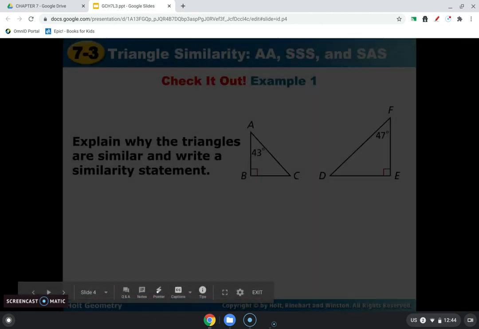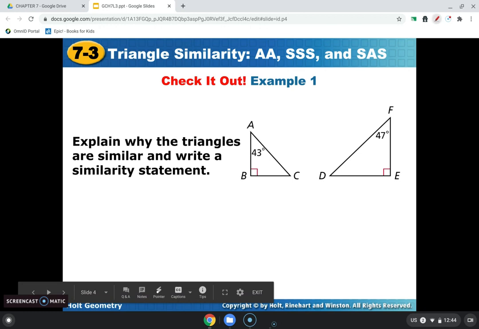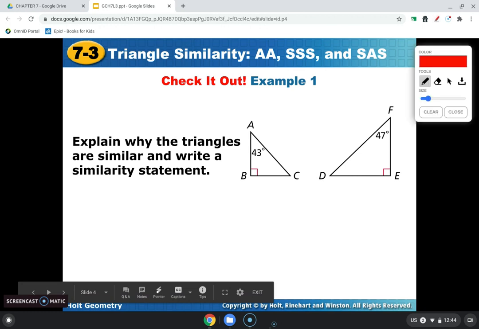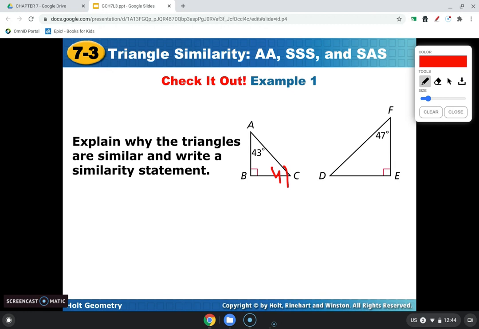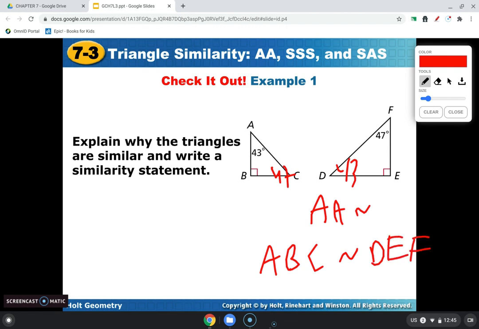All right. Explain why the triangles are similar and write a similarity statement. Well, so 2 right triangles, so that'd be 47. And that would be 43, which means we are good by angle-angle similarity. So then we could say triangle ABC is similar to triangle DEF. And there would be our similarity statement.